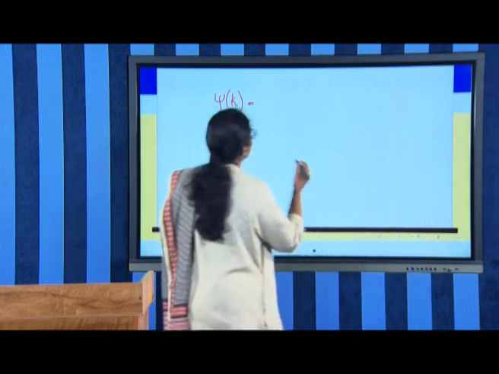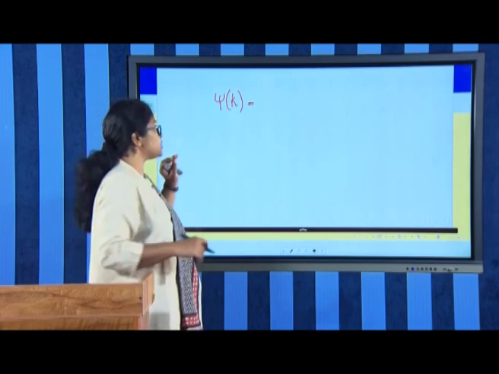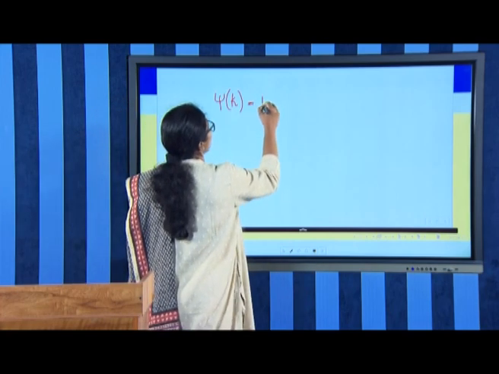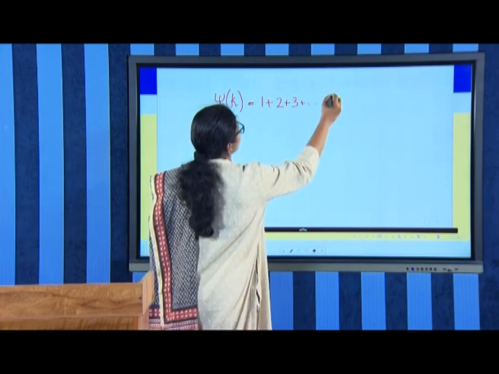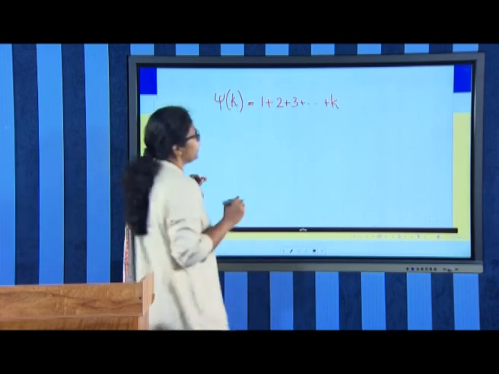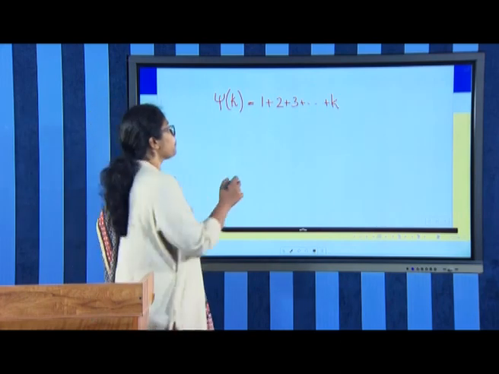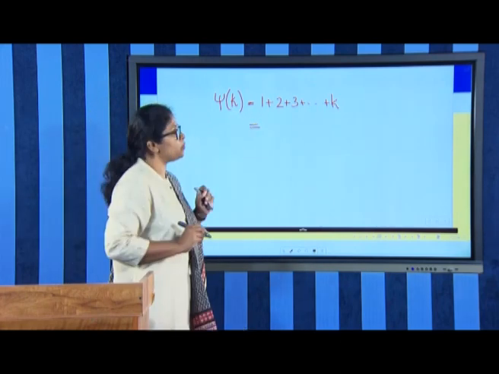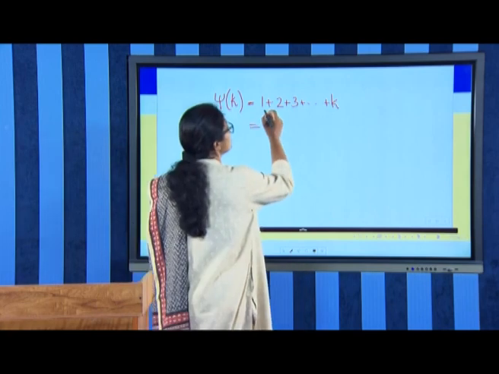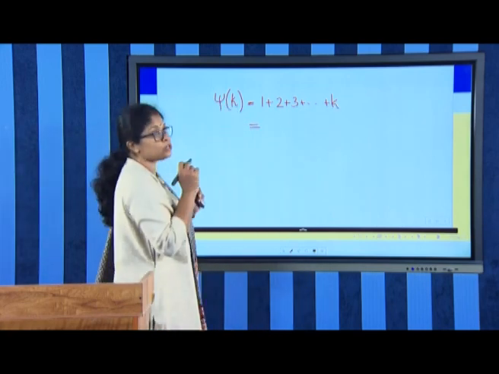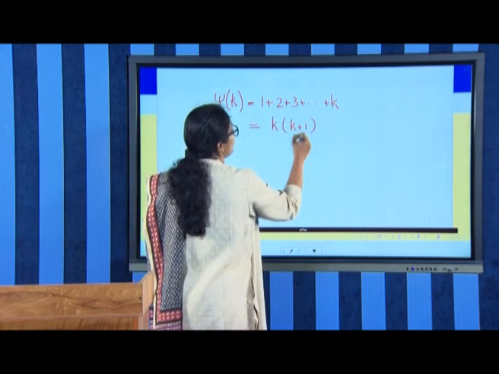So the number of elements up to the kth diagonal is given by psi of k equals 1 plus 2 plus 3 and so on up to k. This denotes the number of elements up to the kth diagonal. We have seen in a previous session, by the principle of mathematical induction, that the sum of the first k natural numbers is given by k into k plus 1 by 2.